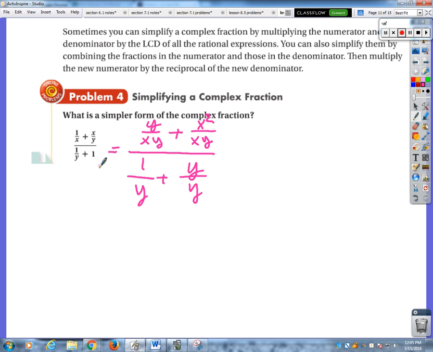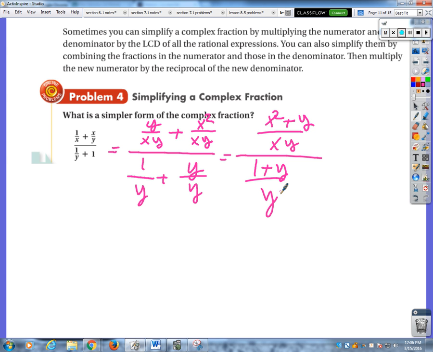All right? So now that I have a common denominator on top, I can write this as just one fraction, which would be x squared plus y over xy. I also have a common denominator on the bottom, so I can write this as one fraction, which would be, anyone? What do I have on top? 1 plus y. And that's over y, okay?